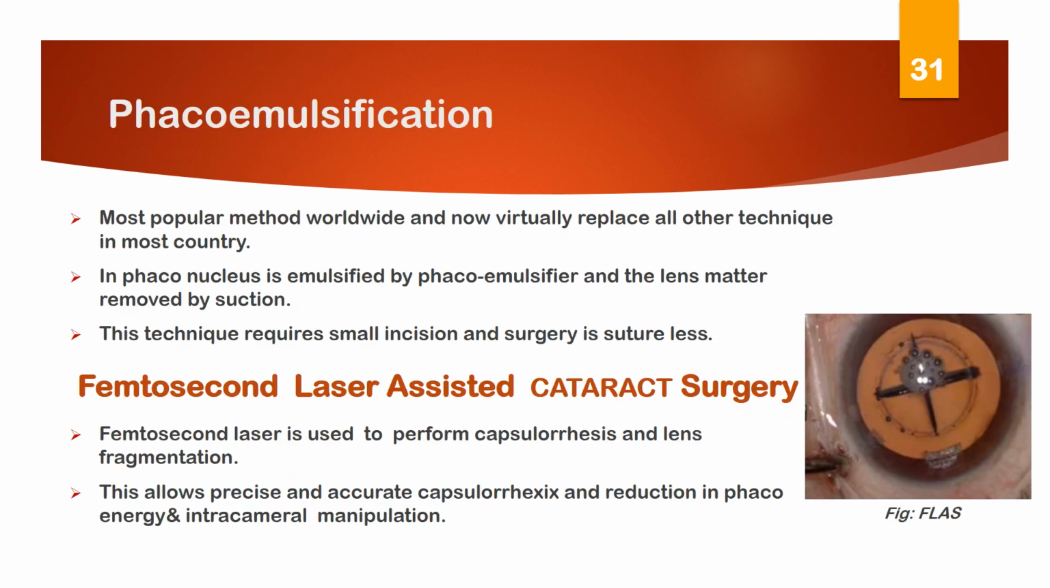Phacoemulsification is the most popular method worldwide and has now virtually replaced all other techniques in most countries. In phaco, the nucleus is emulsified by the phacoemulsifier and the lens matter is removed by suction. This technique requires a small incision and the surgery is sutureless.